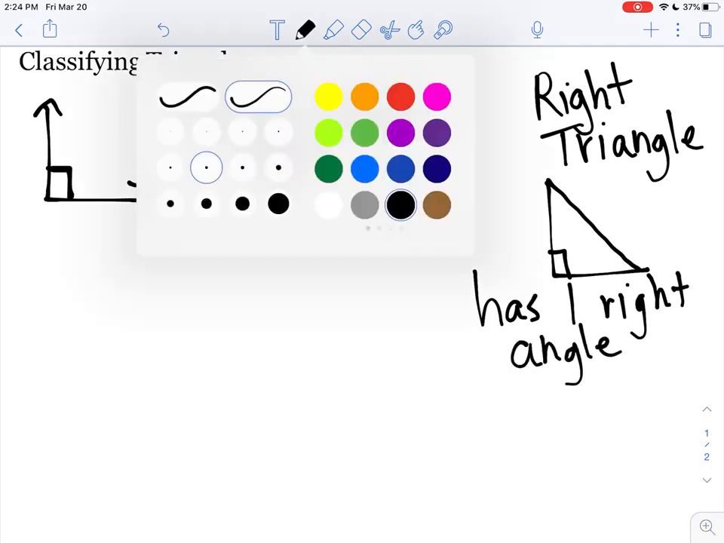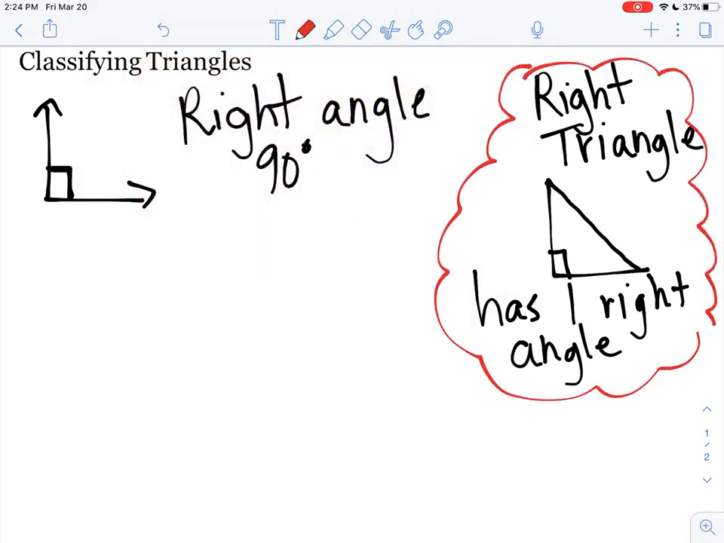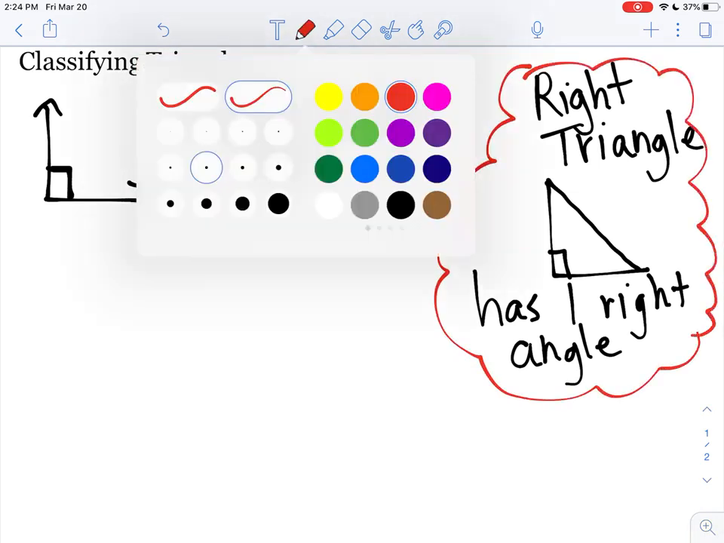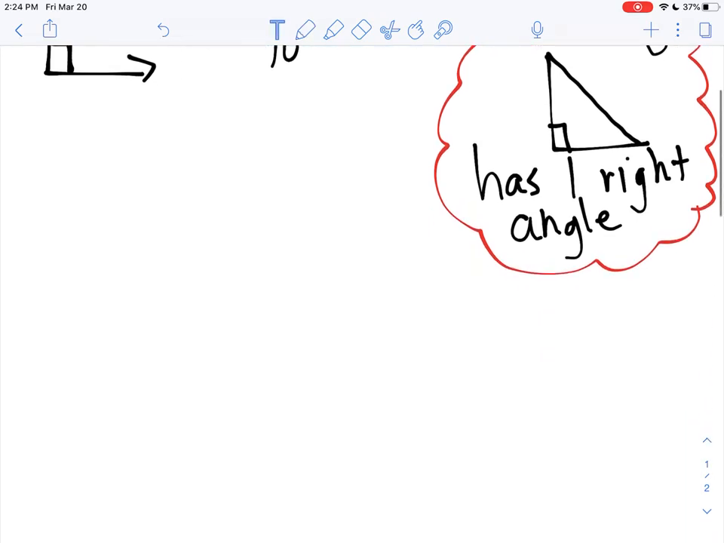So let me change my color here. So here's what's important. A right triangle has one right angle. And you know that it's not too difficult because you already know what a right angle is. So think about a right angle and how it relates to a right triangle. Well, you know that one, so let's do another one.